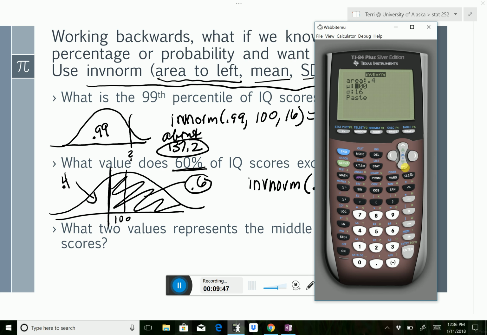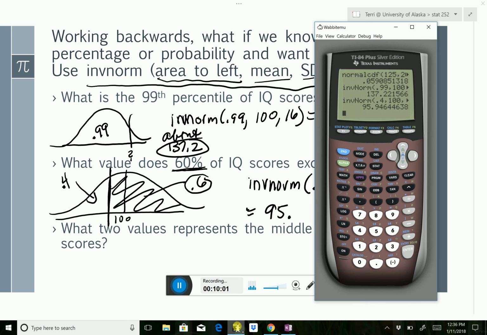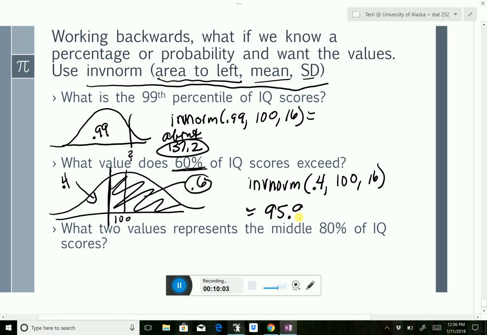0.4, 100, 16, and we get 95.95, or 95.9. You can just call it that. 95 point, what did I say? 9? Yeah, whatever, we'll call it 95.95. So 95.95 is the score at which 60% of IQ scores are higher.